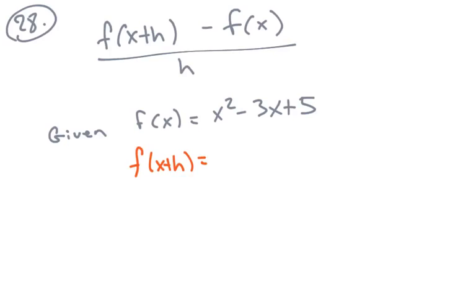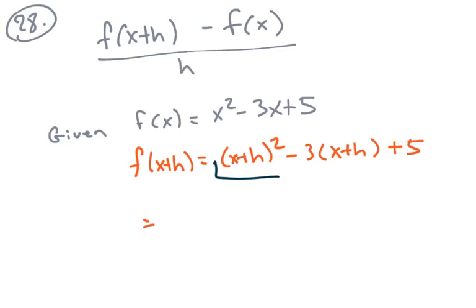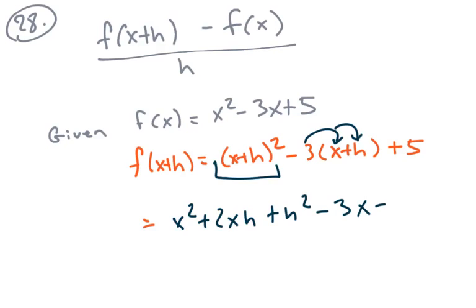Remember, all that means is replacing x with x plus h, so this is (x plus h) squared minus 3 times (x plus h) plus 5, and then we simplify. So that means we're going to expand this, and we get x squared plus 2xh plus h squared. I'm going to distribute the negative 3, so this is negative 3x minus 3h plus 5.